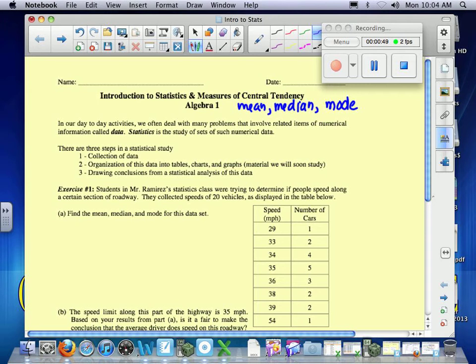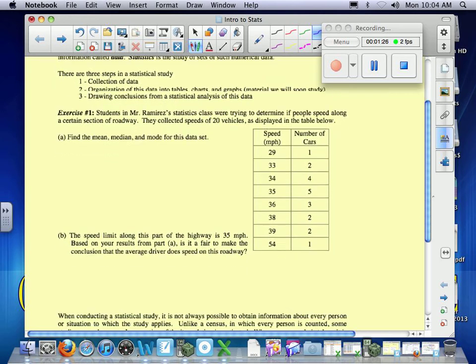So the first thing that we're going to do is make sure we have a collection of data to work with. And every time in algebra, you're going to be given that set of data. It's usually in the form of tables. So like you see here in number 1, we have speed and the number of cars. We're going to organize this into some sort of a table, chart, and/or graphs. And we're going to be doing graphs. If you look at our agenda, we do box and whisker plots later this week. They're probably the easiest ones you might ever do in your life. And then we're supposed to be able to make some conclusions or some sort of analysis of this data.